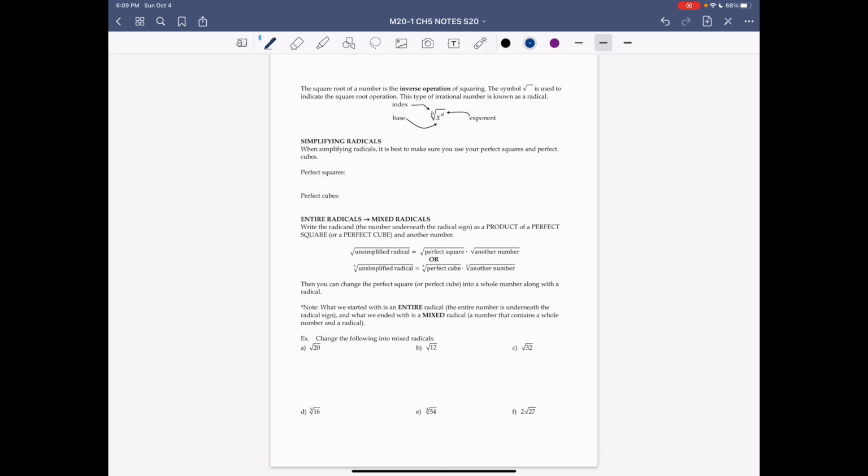The square root of a number is the inverse operation of squaring. The square root symbol is used to indicate the square root operation. This type of irrational number is known as a radical.